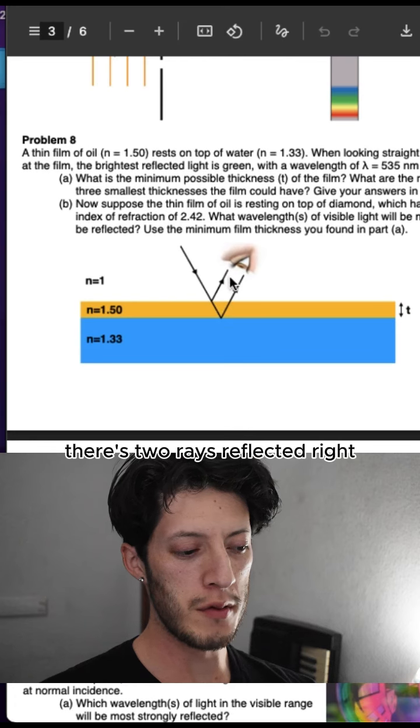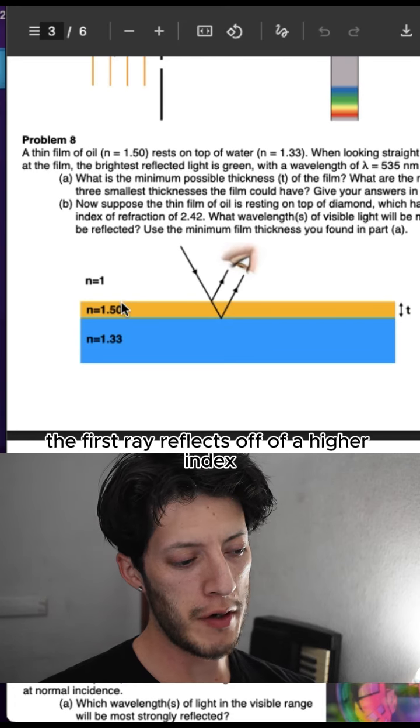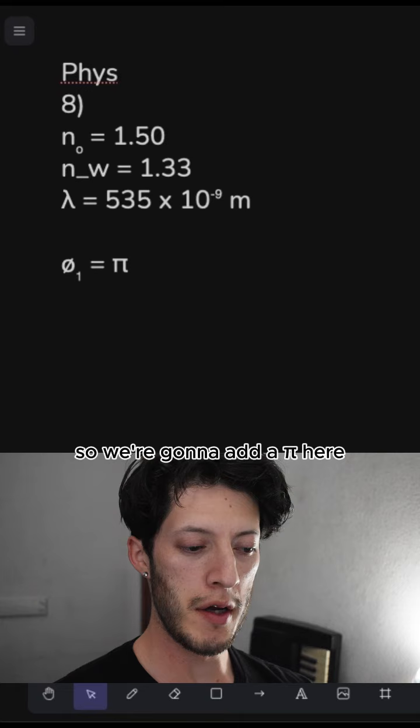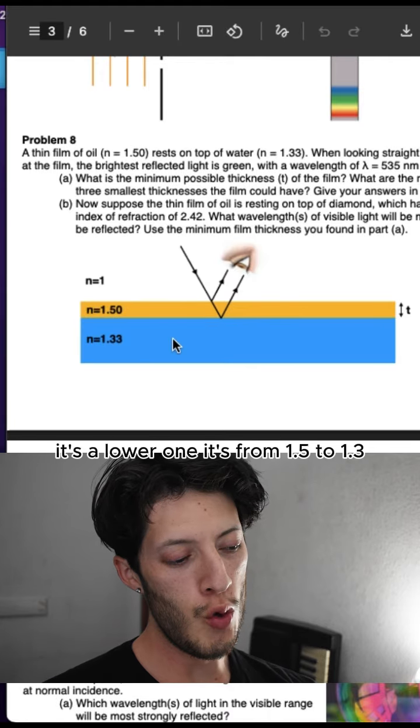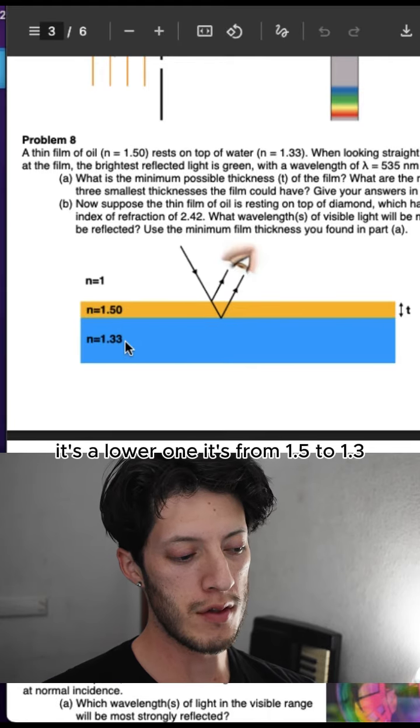There's two rays reflected, right? The first ray reflects off of a higher index, which is 1.5, so we're going to add a pi here. The second ray, it's a lower one. It's from 1.5 to 1.3.